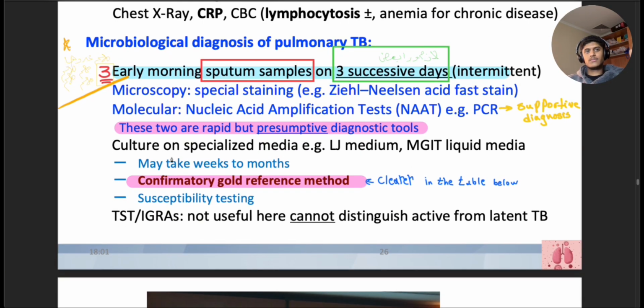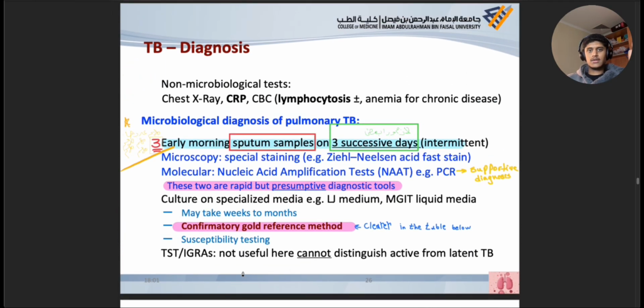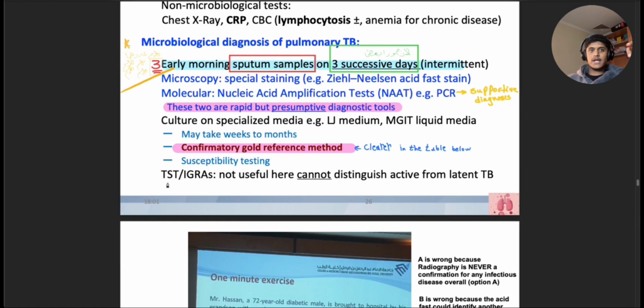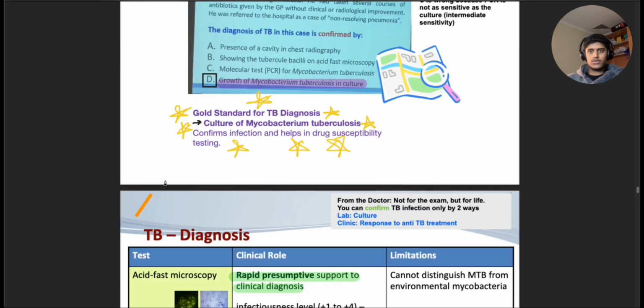However, culture media or culture on specialized media, such as the LJ medium or MGIT liquid media, they are the gold reference method. They are the gold standard, and it may take weeks or up to months, but the susceptibility testing is really great, and the sensitivity is really great, and we should definitely take them. However, nevertheless, IGRA and TST are really useful but they are not useful here in this situation. They cannot distinguish between active and latent TB, and they are not used in diagnosis.